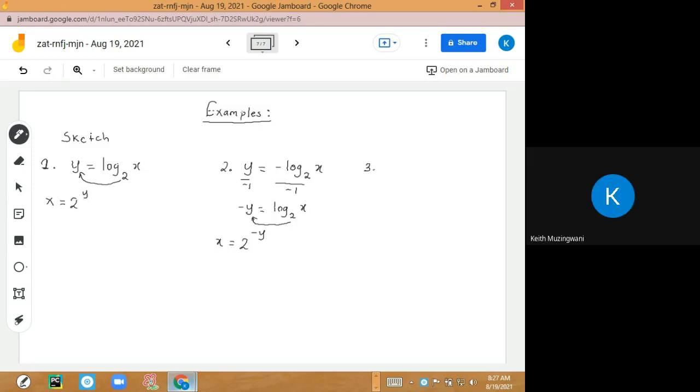3, we can have y is equal to the log of 2 negative x. Here, we can raise 2 to the power y. It will be equal to negative x, the inside thing. So if we divide by negative 1, we'll have x is equal to negative 2 to the power y.